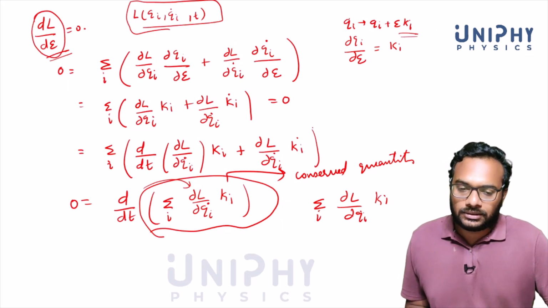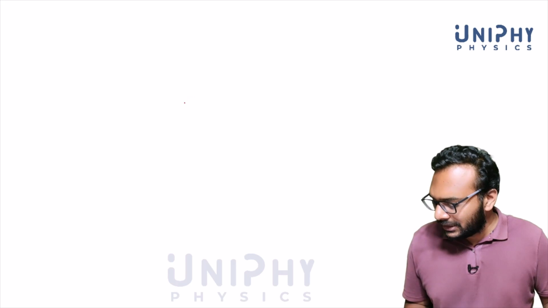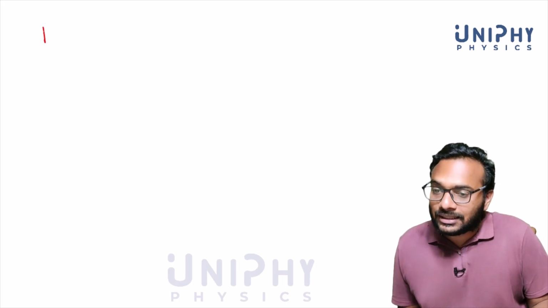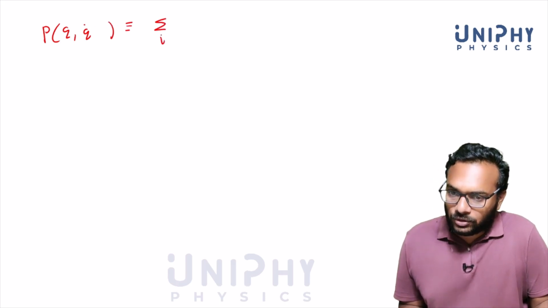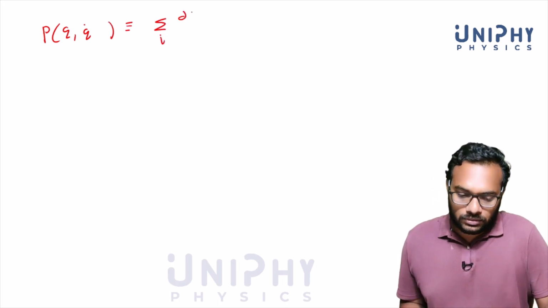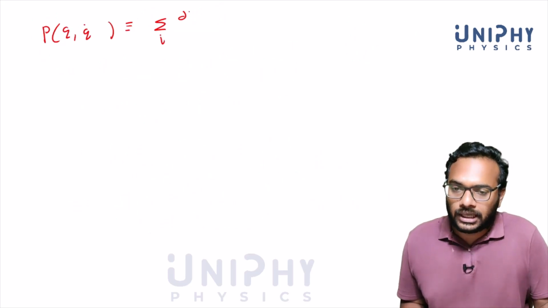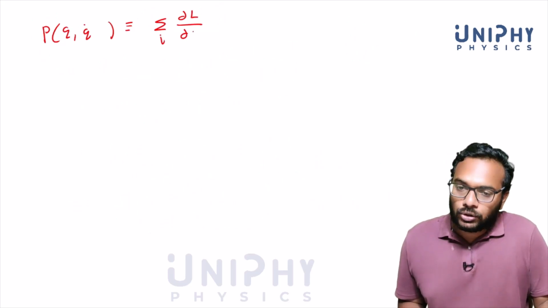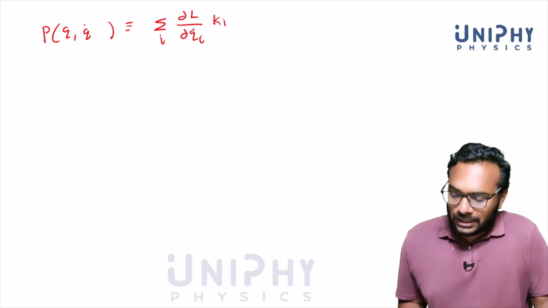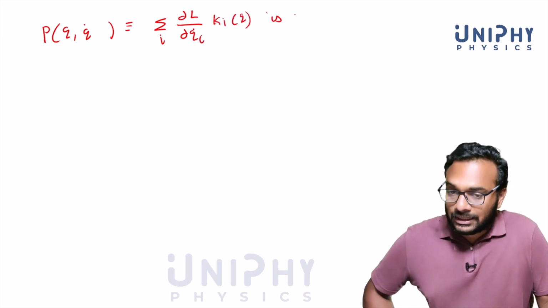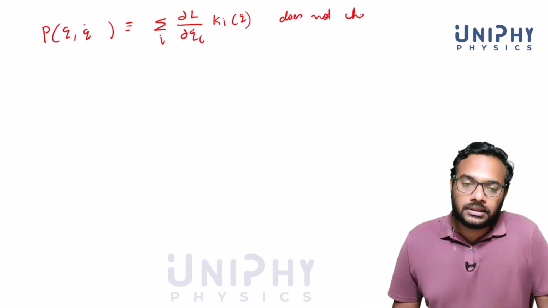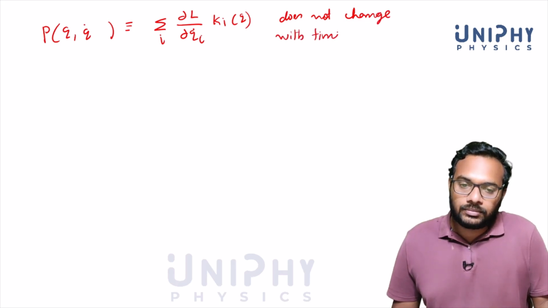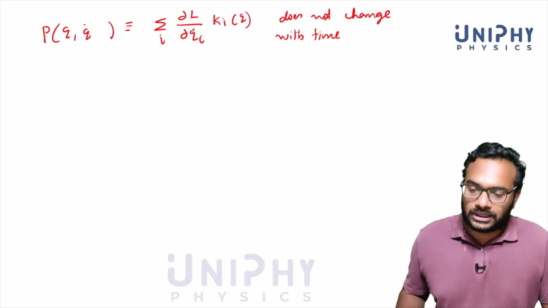All right. So we have done it in two ways and we have got the result as option A. So we can say that the quantity P of q, q dot, we define it like this: summation over i of ∂L/∂qi dot times ki of q is a conserved quantity, it does not change with time. Okay. So that's a conserved quantity.